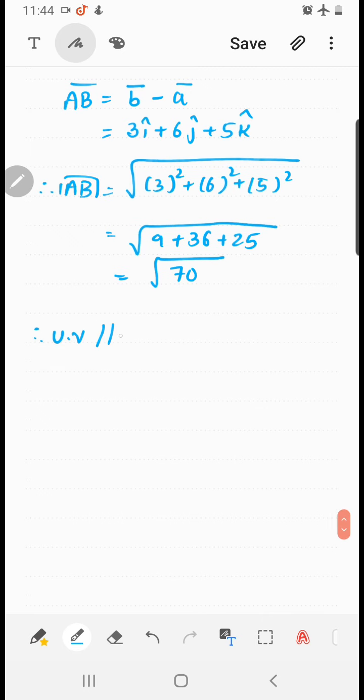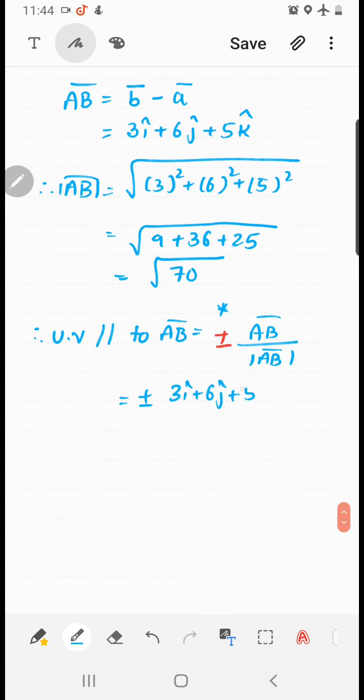So I say unit vector parallel to AB bar is equal to vector upon its magnitude but with plus or minus. So you should put a star over this result, please. Highlight it and put a star. So eventually the final answer is plus or minus 3I cap plus 6J cap plus 5K cap upon root 70. Is that clear? Here are two things to note when they ask you for a unit vector. Please always make sure whether it is along or parallel. If it is along, you will not write plus or minus, but if it is parallel, you always have a choice of plus or minus.